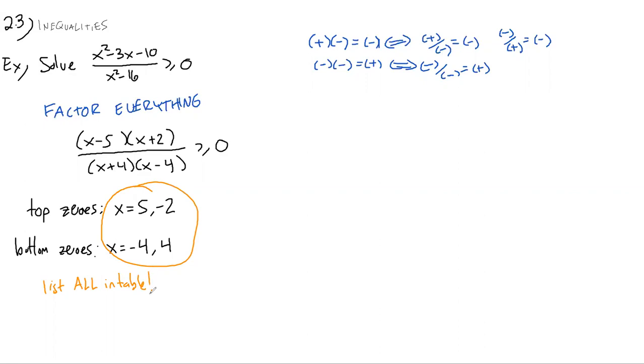Because if the bottom changes sign, the whole thing changes sign. So we need to keep track of both where the bottom can change sign as well as where the top can change sign. So we need all of them. And so yeah, draw up a table. I'm going to write my numbers here. So in increasing order, I'll have -4, -2, 4, and 5.